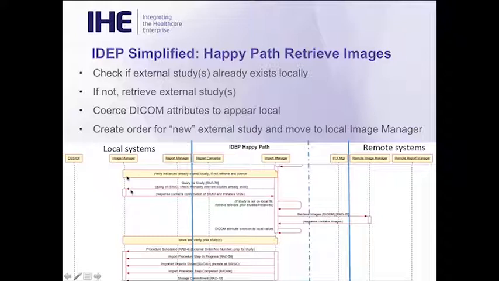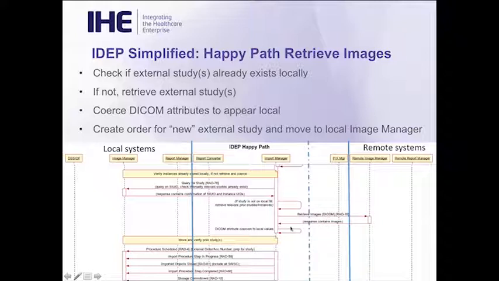So in a bit more detail, starting again at the import manager, the import manager is going to query the local image managers to say, does that study exist? If that study doesn't exist locally, we're going to go off and retrieve the images from the remote managers, and then go through the whole DICOM attribute coercion process. In this IDEP profile, there'll be a list of attributes which are required to be coerced to appear local. It's very similar to what's in IRWF, the import reconciliation workflow, as well as a list of recommended attributes.